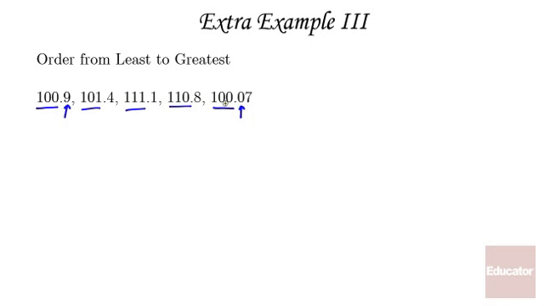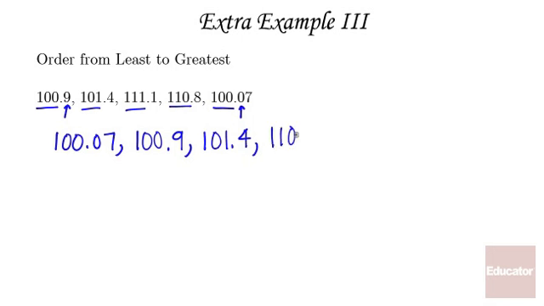So then this is going to be my smallest value, 100.07. Then it's going to be 100.9. Then from the three numbers, 101 is the next smallest, 0.4. Then from these two, 110 is smaller than 111, so it's going to be 110.8. And this one right here is going to be the largest value, so 111.1.